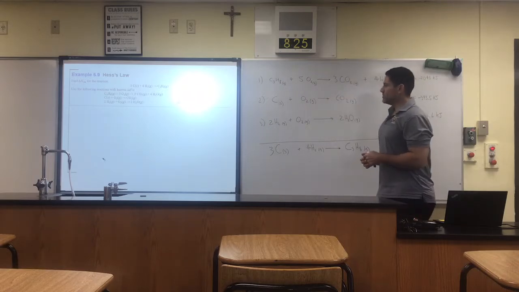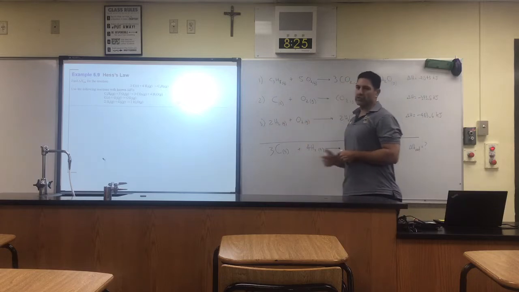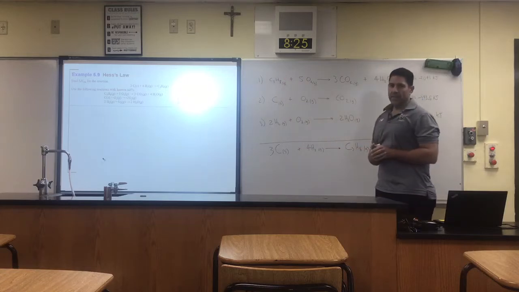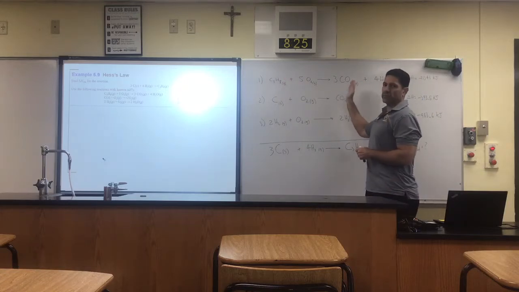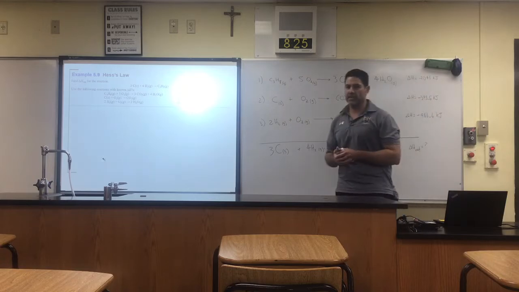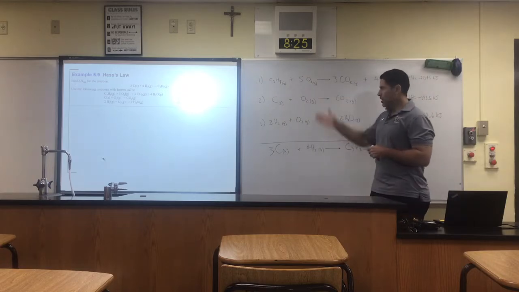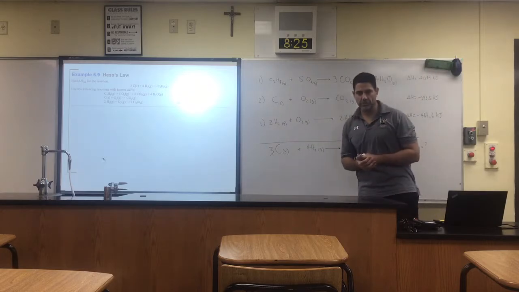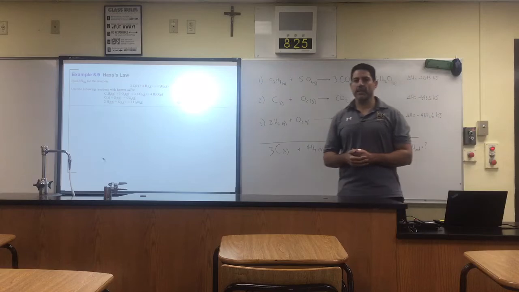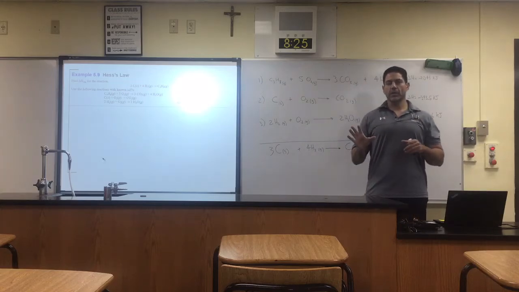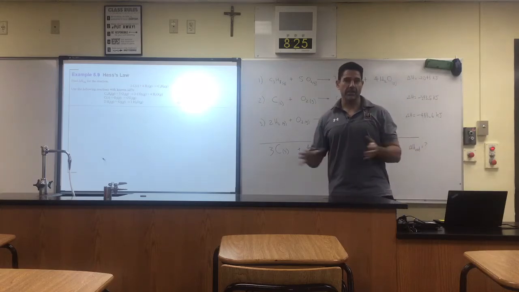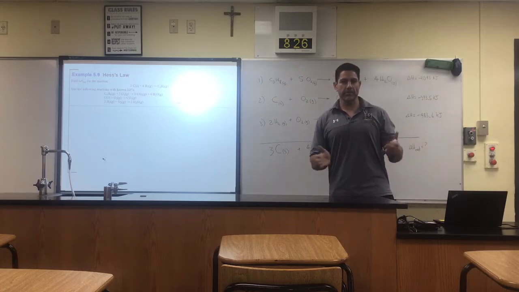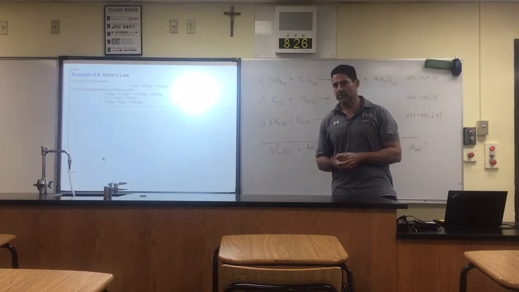Next rule: sometimes we need to multiply an equation by a factor. Let's say I needed to multiply this by 2. If I multiply the equation by 2, I also have to multiply the delta H value by 2. In other words, whatever you do to the equation, you also have to do to the delta H. When I'm done with this lesson, I'm going to compare how to use Hess's law in thermodynamics versus how you used it in equilibrium, so you can see the similarities and the differences.